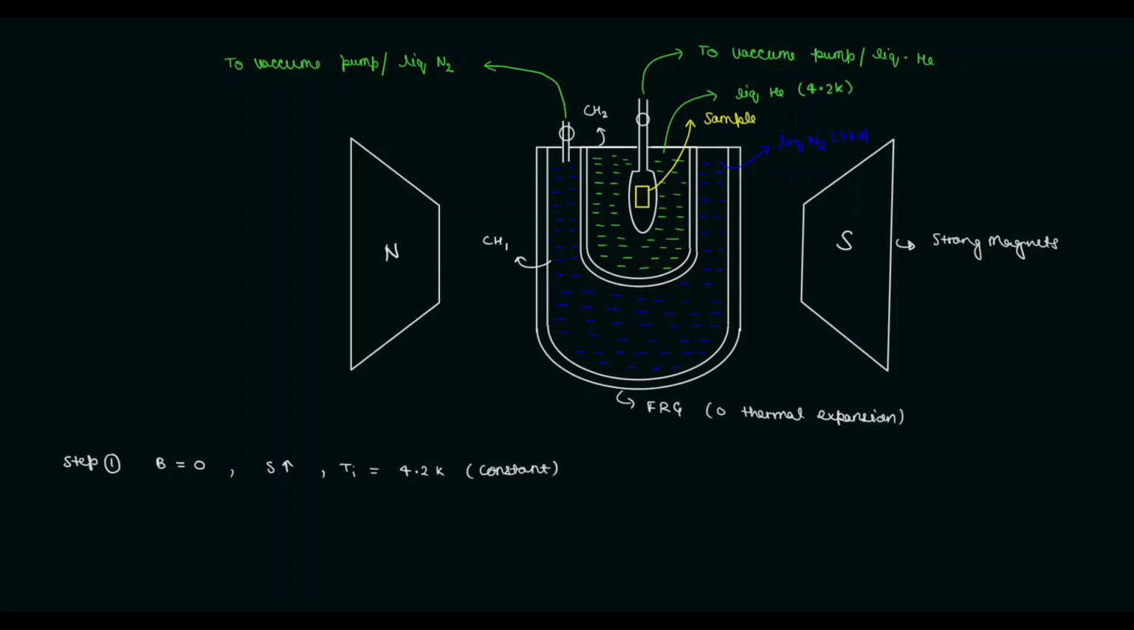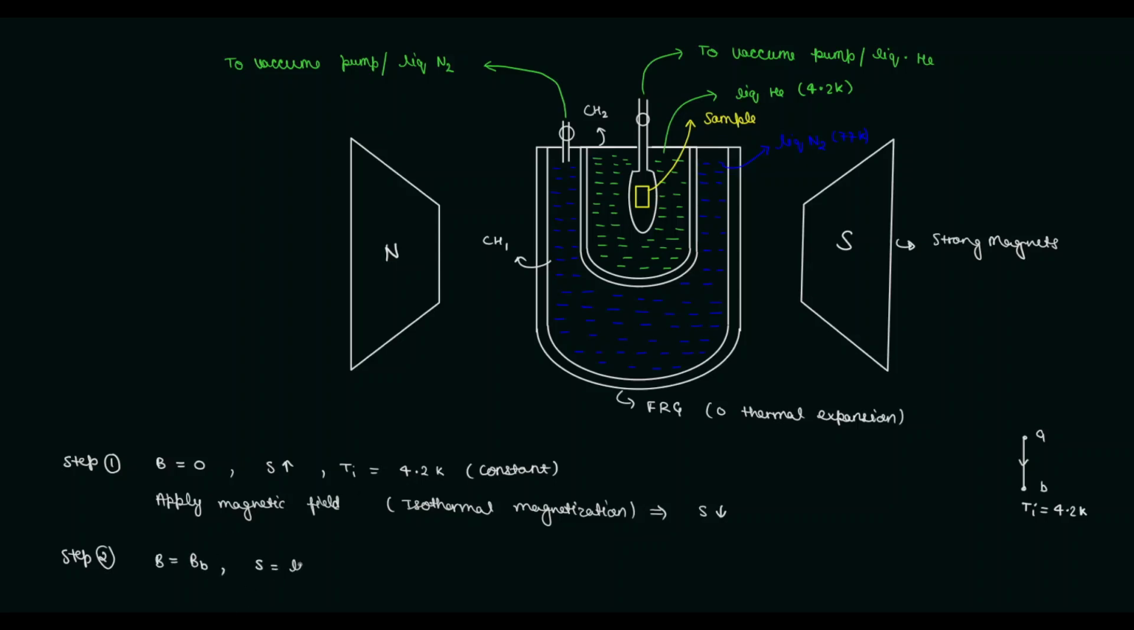So therefore, you can apply a magnetic field so that this process will become isothermal magnetization. This magnetization will reduce the entropy, so that in the graph you will go from A to B at a constant temperature Ti equal to 4.2 Kelvin. Now at the magnetic field B, you have some low entropy and the initial temperature is 4.2 Kelvin.